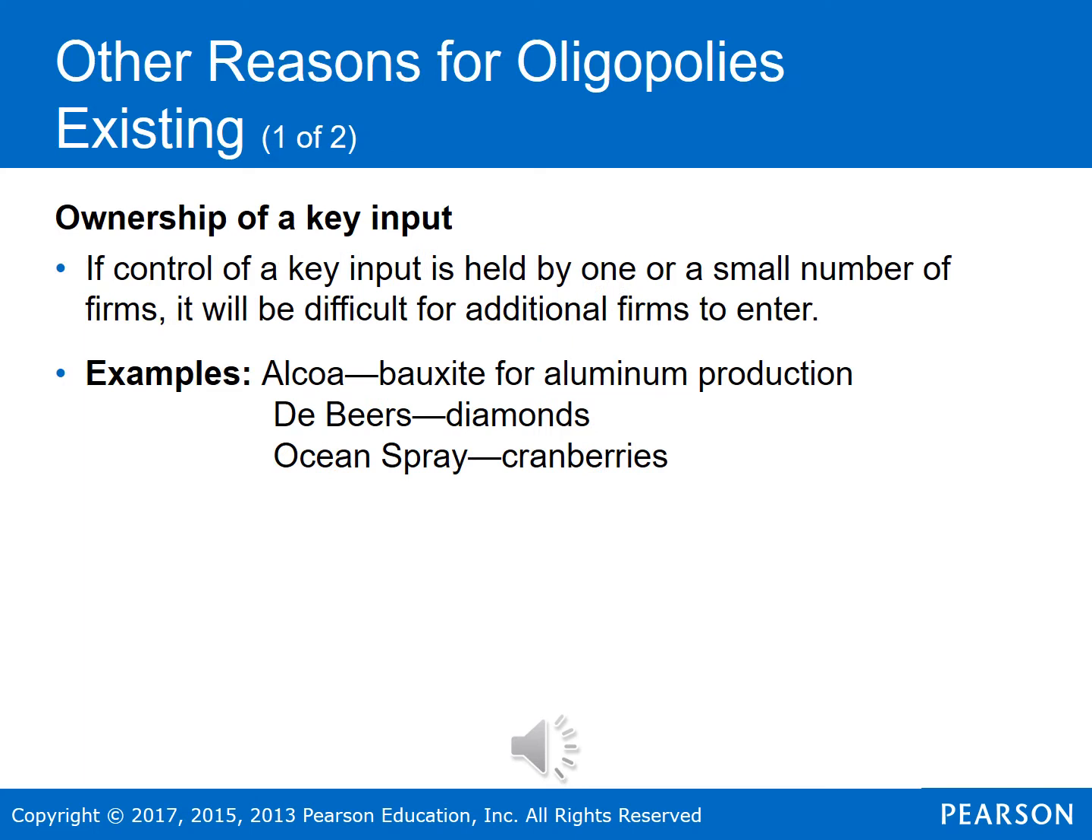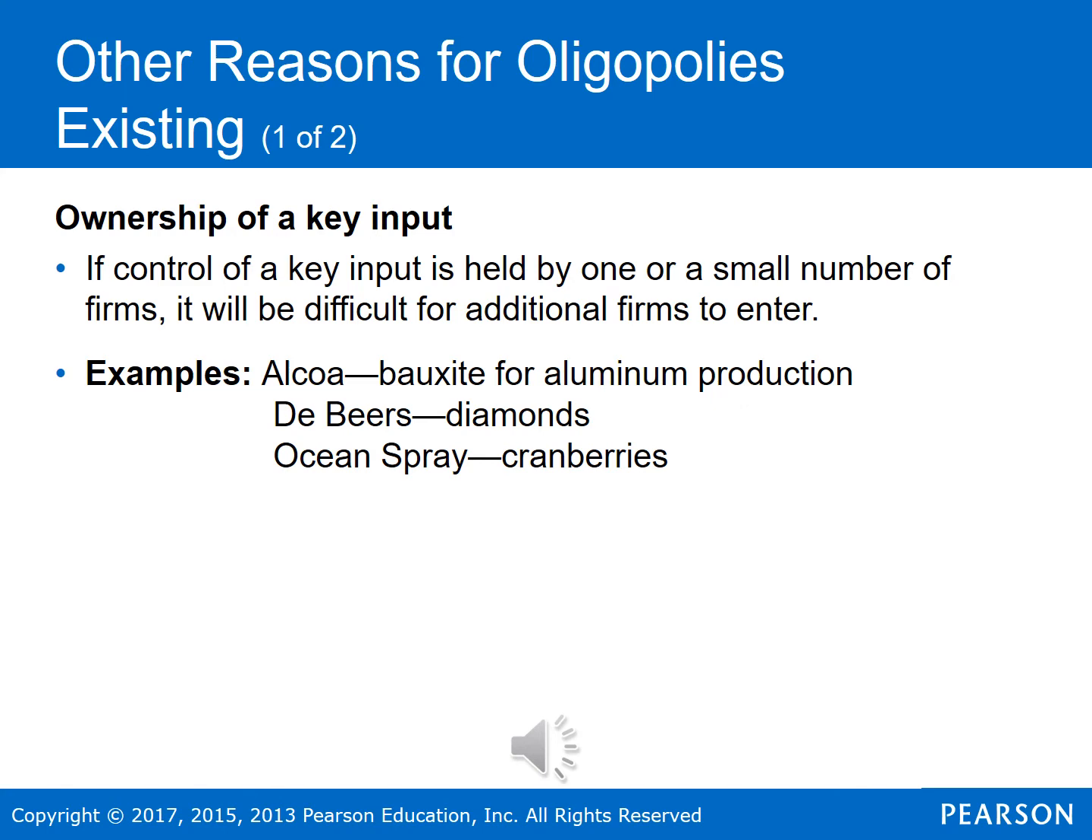Another thing that causes oligopolies is the ownership of a key input. So if control of a key input to producing a good or a service is held by one or a small number of firms, it will be difficult for additional firms to enter. That will serve as a barrier to entry, maintaining the high profits and maintaining the oligopoly.